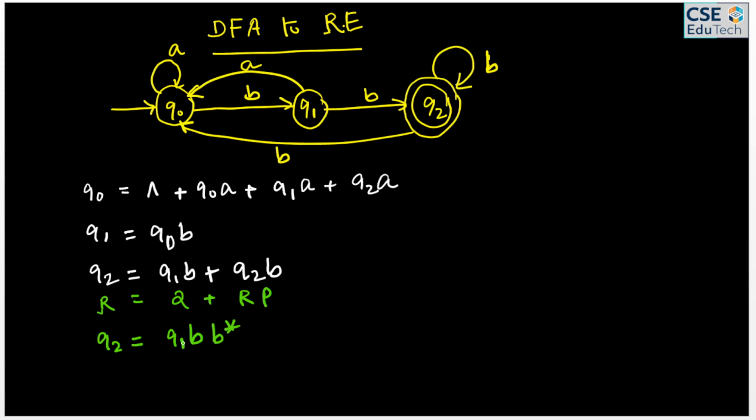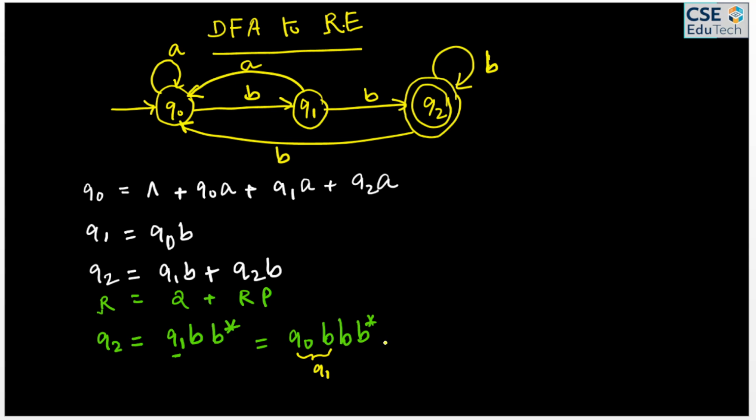Now we put the value of Q1 into this equation. Finally, Q2 will be Q naught B B B star. Why? Because Q1 is Q naught B, which we put here. So Q2 is Q naught B B B star, which we have obtained.